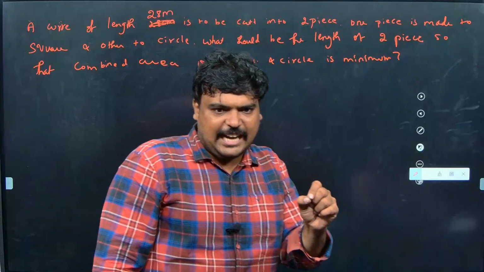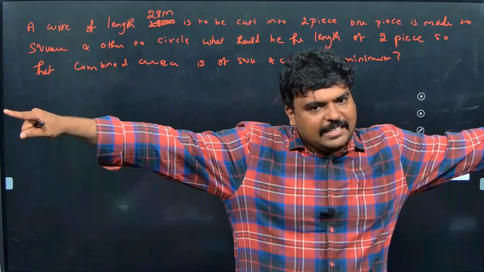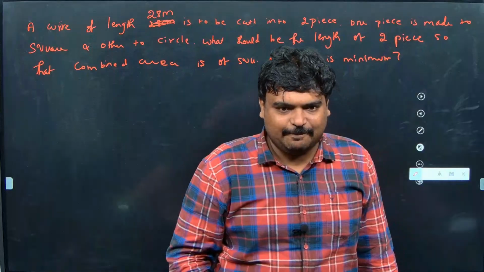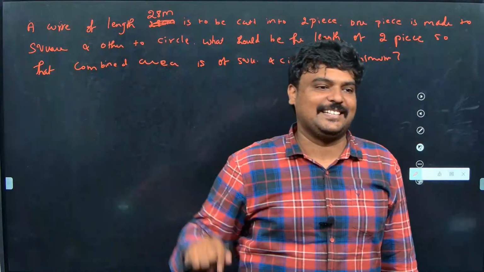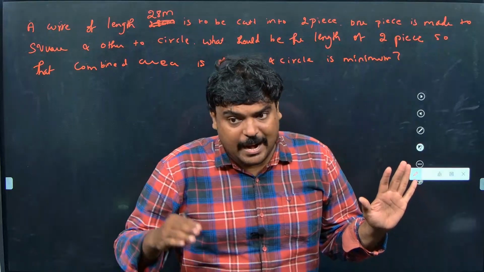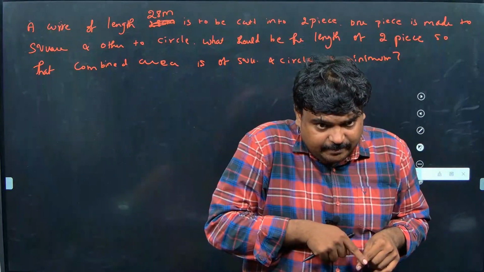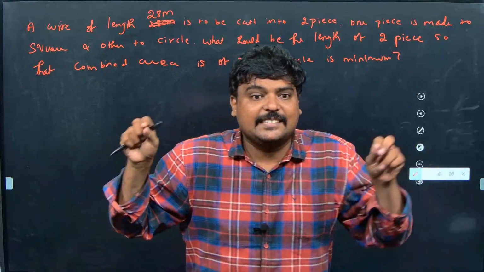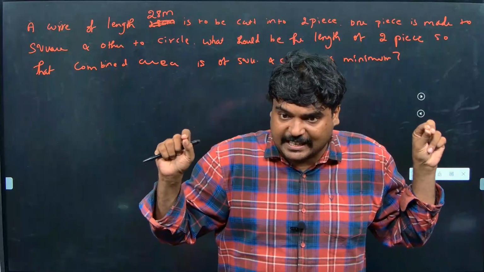I'll give a hint. I'll give only the start, you have to do the rest. I am having 28 meter length. Think that if I am going to cut in the middle, I take one part as x, another part is 28 minus x. Now I have x for making a square and 28 minus x for making a circle. These two are going to be the perimeters of the square and the circle.